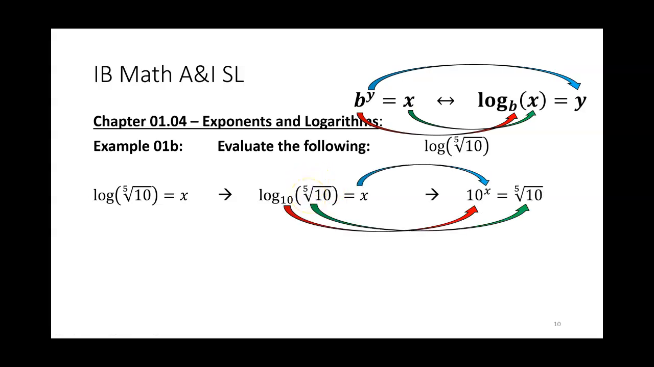I remember my properties of exponents, that a 5th root is the same as what exponent? 1/5, that's correct. So I have 10 to the x equals 10 to the 1/5. If I have that, what does x have to equal? 1/5. And that's my answer.